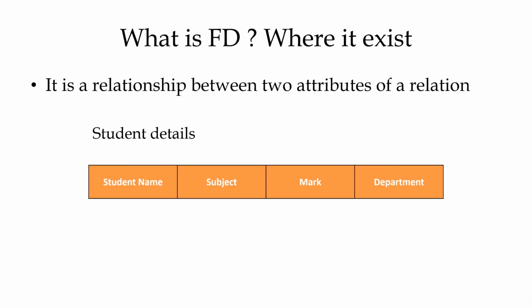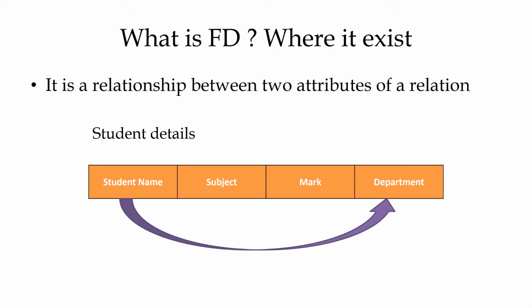Now coming to the topic, in today's class we are going to see about functional dependency. So what is a functional dependency? A functional dependency is nothing but a relationship between two attributes of a relation. For example, take the student details table. We have four attributes: student name, subject, mark and department. So here one attribute is dependent on the other attribute.